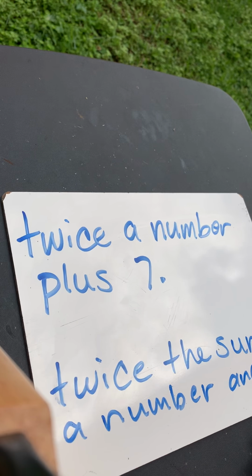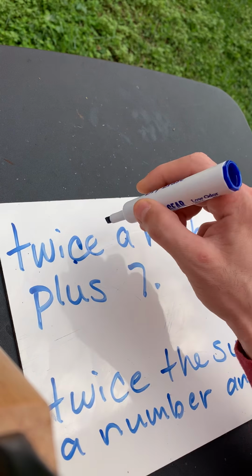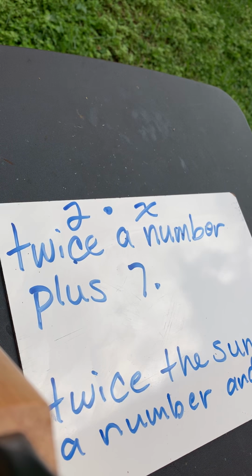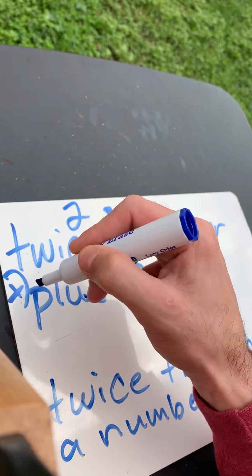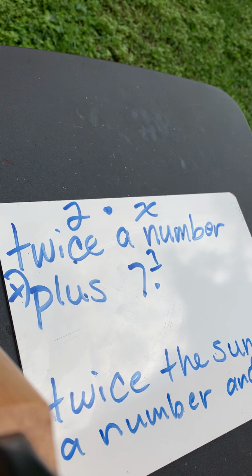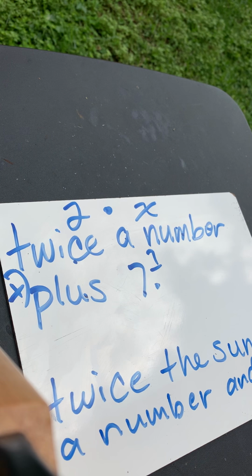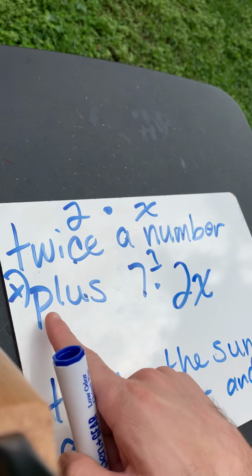Now we'll compare both answers. Let's do the first one up top. Twice a number would be 2 times x. Plus is plus, and 7 is 7. So now there are no order changes, so we can just write this out in the same order we labeled the words. 2x plus 7.